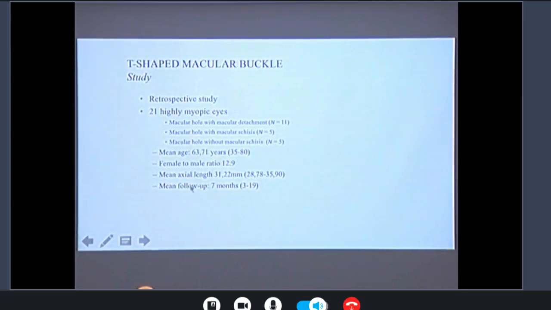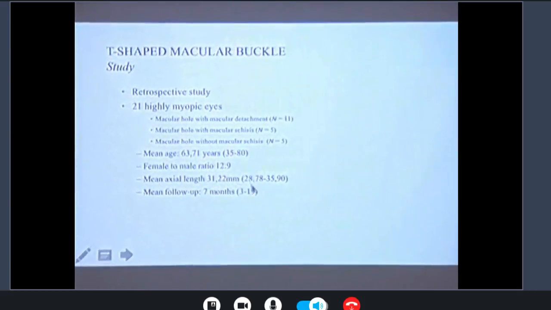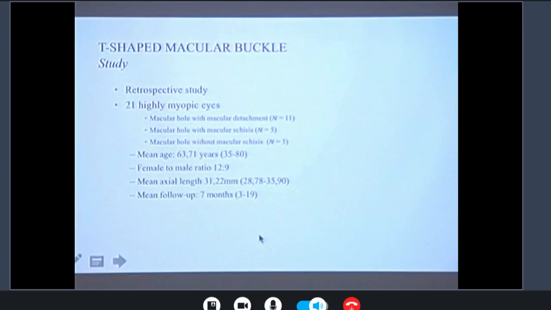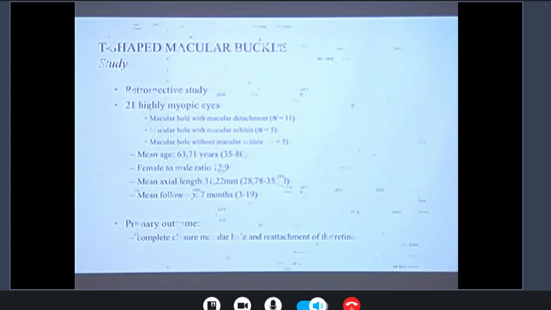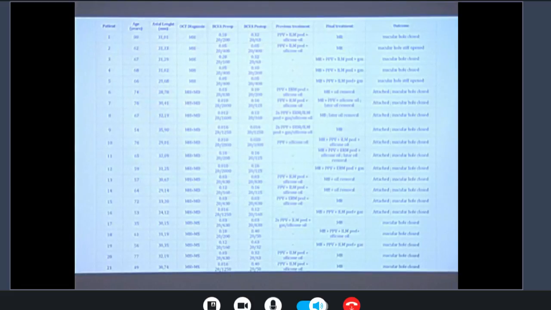This is the mean age. This is the axial length. The axial length was between 28.78 millimeters and 35.9, so almost 36 millimeters, very large eyes. Follow-up averaged 7 months, between 3 and 19 months. Our primary outcome was a complete closure of the macular hole and reattachment of the retina. It was actually not even visual acuity, but we achieved improvement.